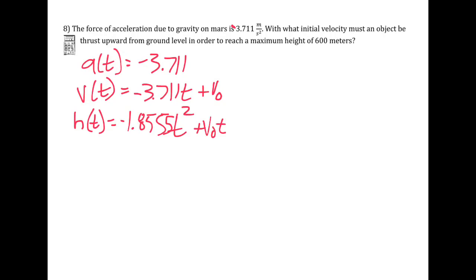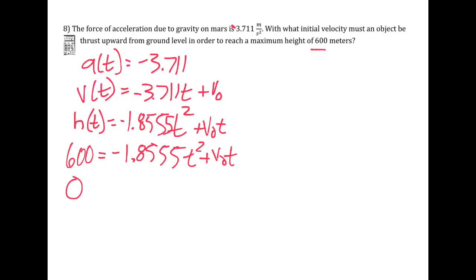Now, what do we know? We know that we're going to reach a maximum height of 600. So let's plug that in. We'll get 600 equals negative 1.855 t squared plus v naught t. And what else do we know? Well, we don't know what time it takes to get to 600 meters, but we do know that at that time the velocity will be 0.